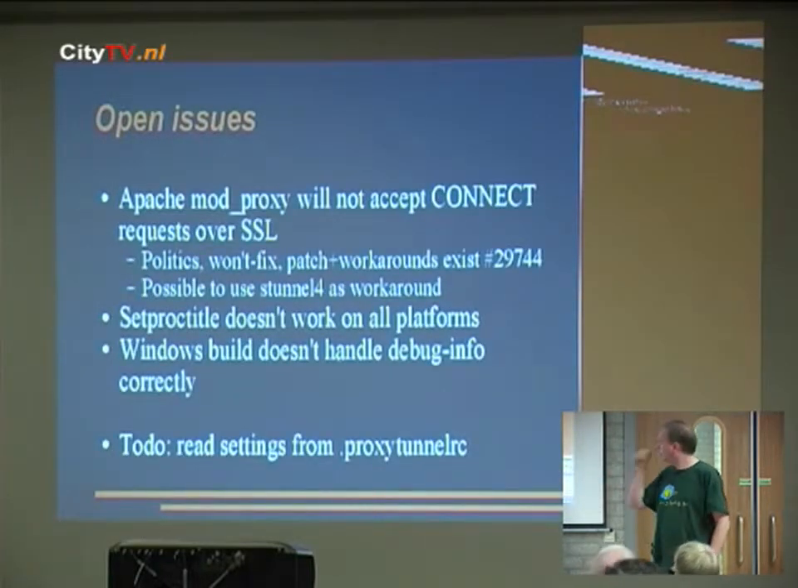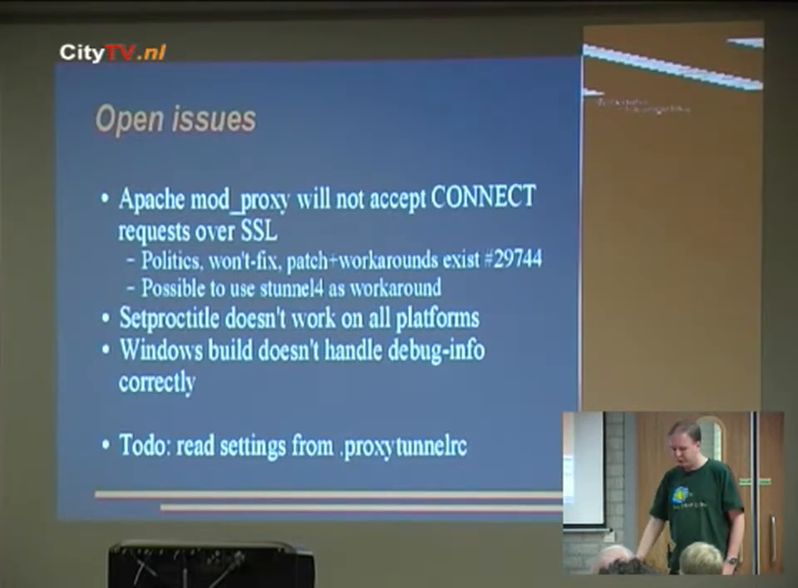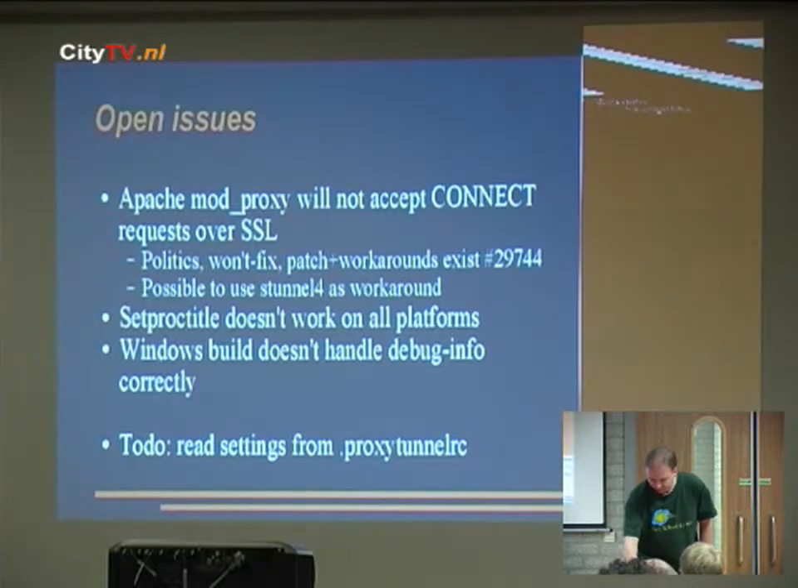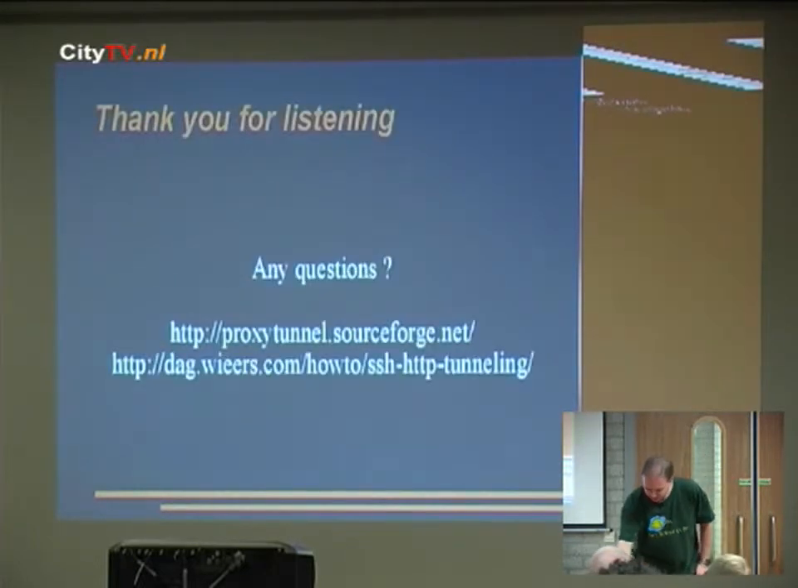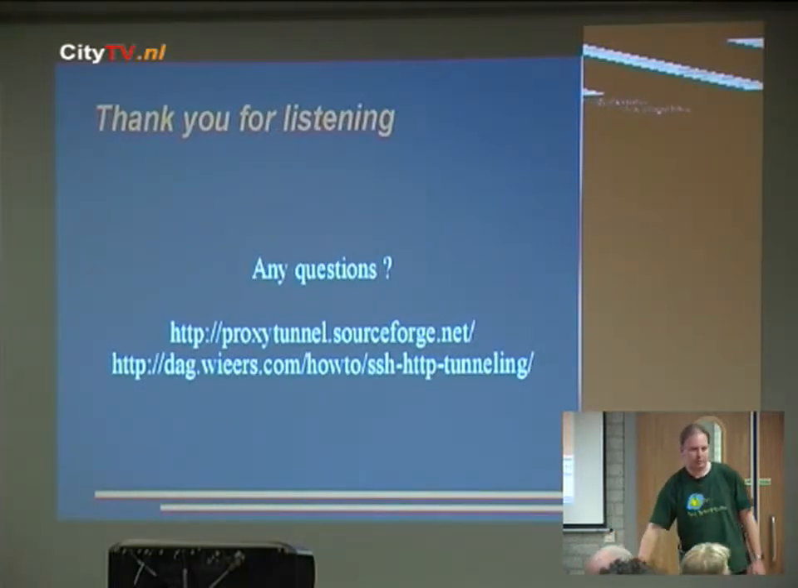Well, for Proxytunnel we have a few open issues. One is the connect bug I already talked about in Apache. We do have a fix, we have a patch. It's just not in the main distribution of Apache yet. And we're thinking about maybe using an RC file for config, but if someone's willing to send patches. I'll give a small demo now, and if there are any questions, I'll take them as well.